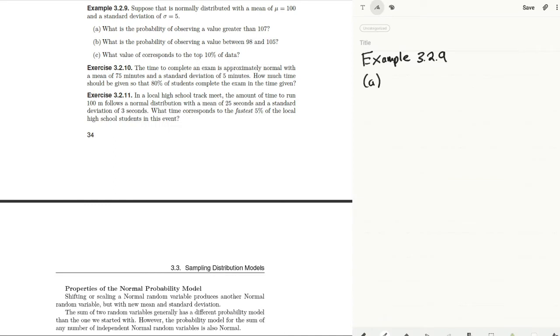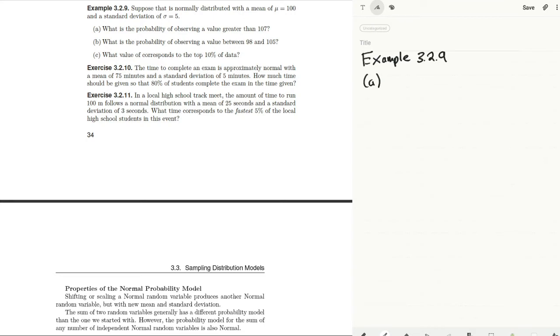Hello everyone and welcome back. In this video we're going to look at using the z-table in order to solve certain problems that deal with the standard normal distribution. Now let's suppose that y is normally distributed with a mean of 100 and a standard deviation of 5. So what is the probability of observing a value greater than 107?